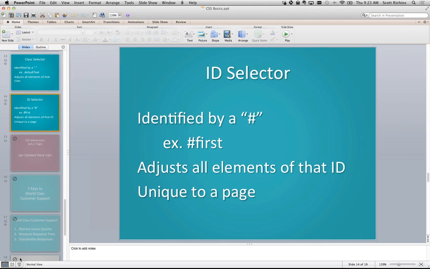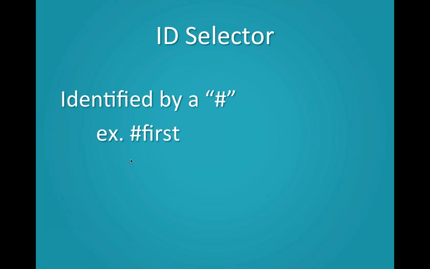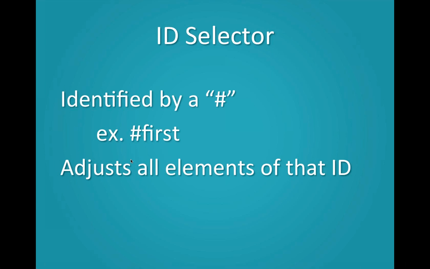Let's go one deeper, and that is our ID selector. ID selectors are identified by a hashtag, by a pound sign. So for example here, pound first. Now, these ones adjust all elements of a particular ID. It's important to recognize that IDs can only be used once on a particular page. This is a way for you to call out a very, very specific element on a page so that the declarations you're calling out, the formatting and otherwise, only apply to this one particular element. It may be a paragraph, but I only want it to apply to this one particular element. So let's take a look at these.